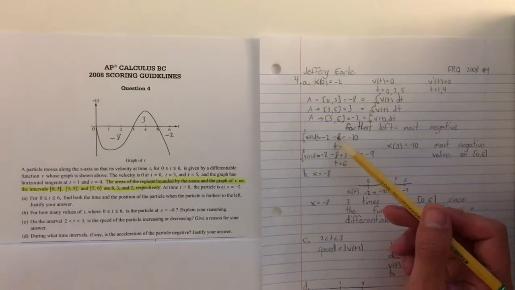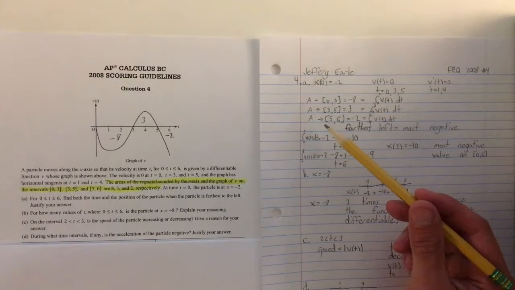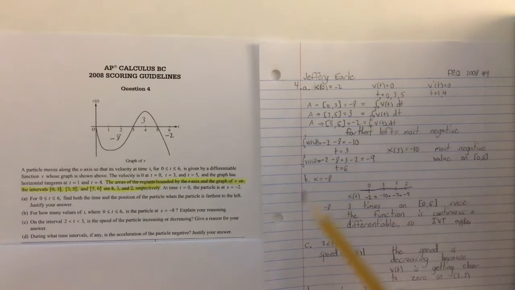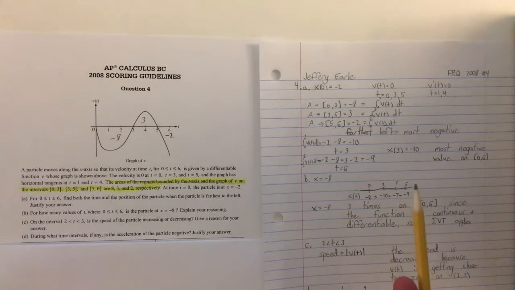We'll have -2 minus 8 equals -10 if we're looking at the integral of v of t from 0 to 3. And if we're looking at it from 0 to 6, we have -2 minus 8 plus 3 minus 2, and that equals -9. And so what we see here is that at t equals 3, we have our most negative point. And so that means that x of 3 is where that is, and the value of x of 3 is -10.